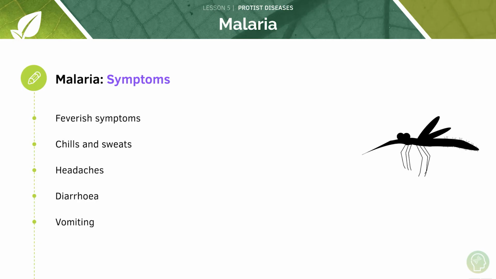The symptoms of malaria include fever, chills and sweats, headaches, diarrhoea, and vomiting. Remember, it's key to remember these symptoms because these could be easy 1 markers or 2 markers, and they just require quick recall.